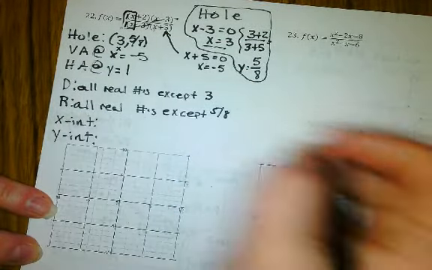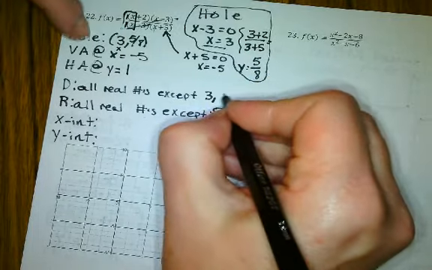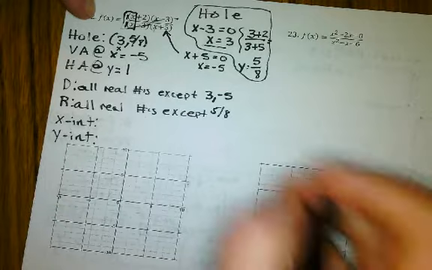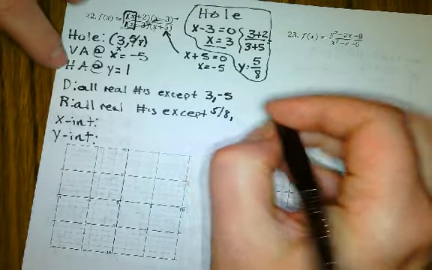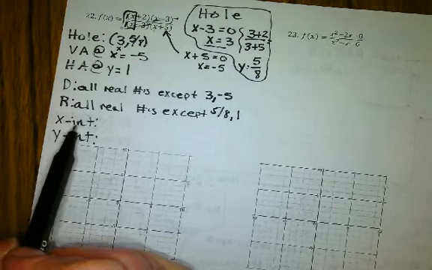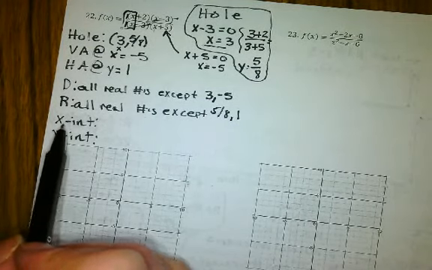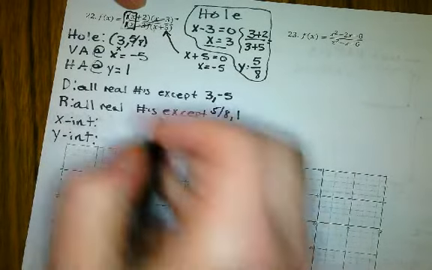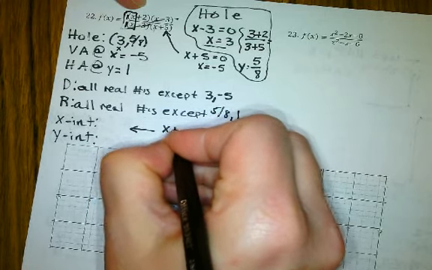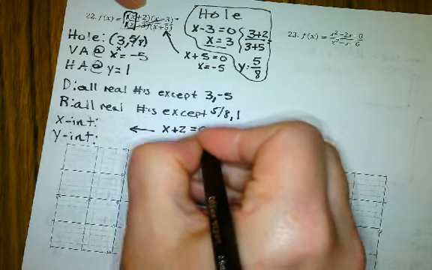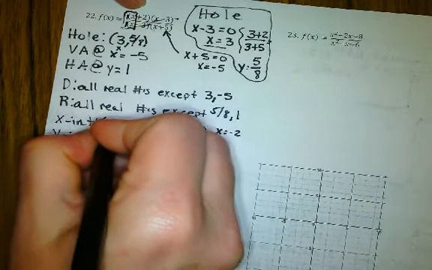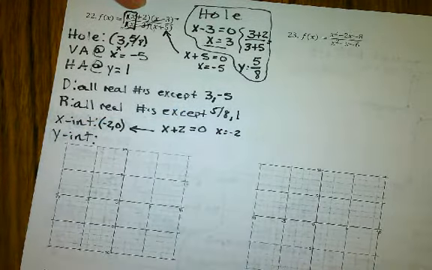So to finish my domain off, it'll be all real numbers except 3, and then also the negative 5 from the vertical asymptote. And then the range will be all real numbers except 5/8, and then the y part of the horizontal asymptote. All right, to find the x-intercept, it's all about making the equation equal 0, which means the numerator has to equal 0. So to find the x-intercept, I'm going to take what's left on the numerator, equals 0. So for this one, x will equal negative 2. So my x-intercept is at (negative 2, 0).